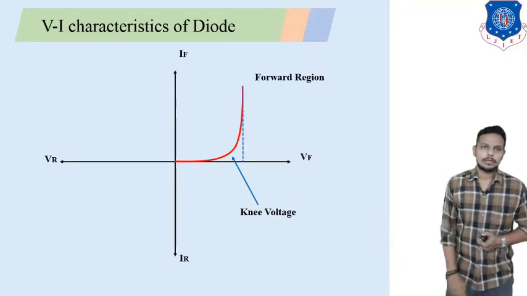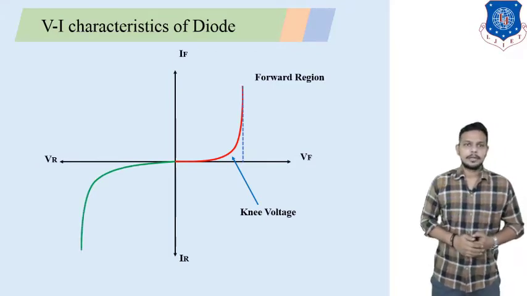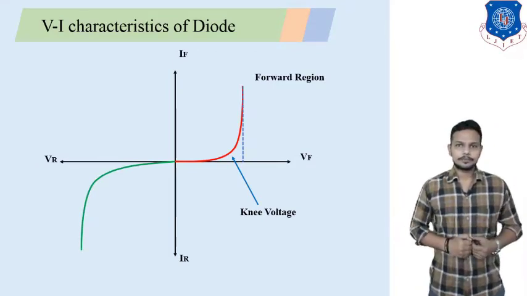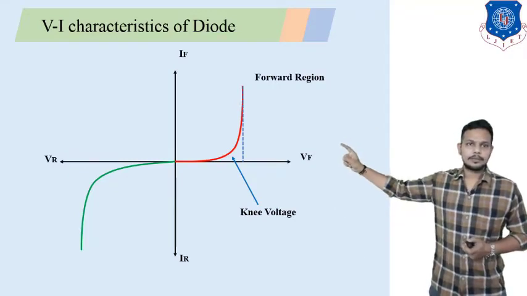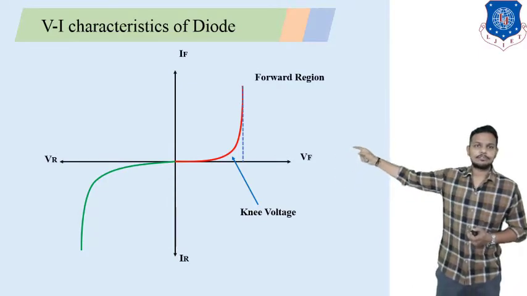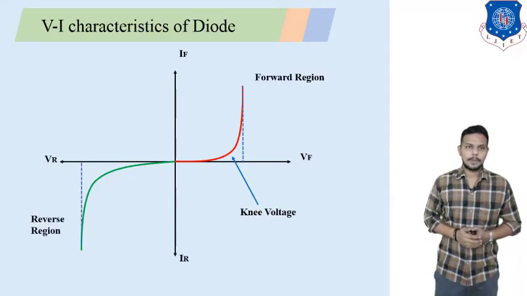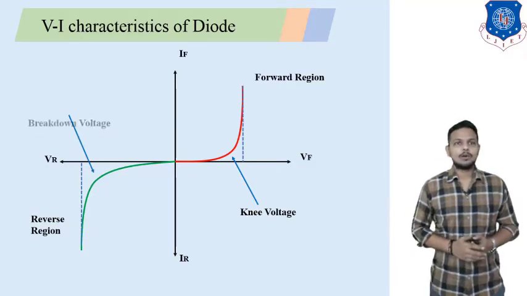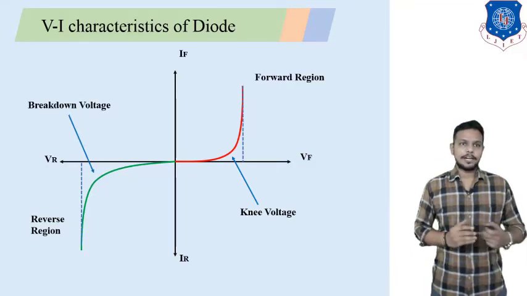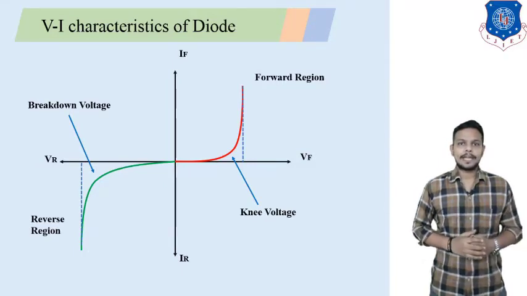Now let us discuss the reverse voltage. In the reverse region, if we increase the voltage, the current increases in the same manner as in the forward region. So this is the reverse region, and in this reverse region this bend is known as the breakdown voltage. Breakdown voltage means that after this point your diode can be damaged permanently.